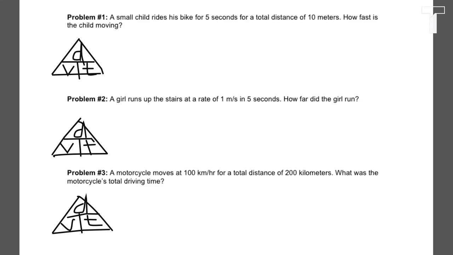So here we're going to practice how to solve some speed, time, and distance problems. So problem number 1 says a small child rides his bike for 5 seconds for a total distance of 10 meters. How fast is the child moving?